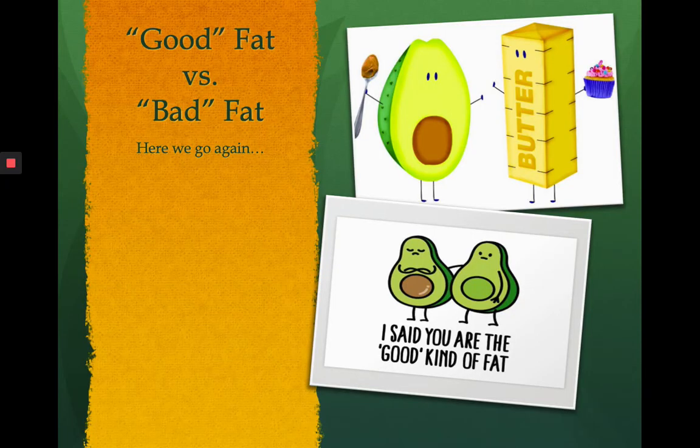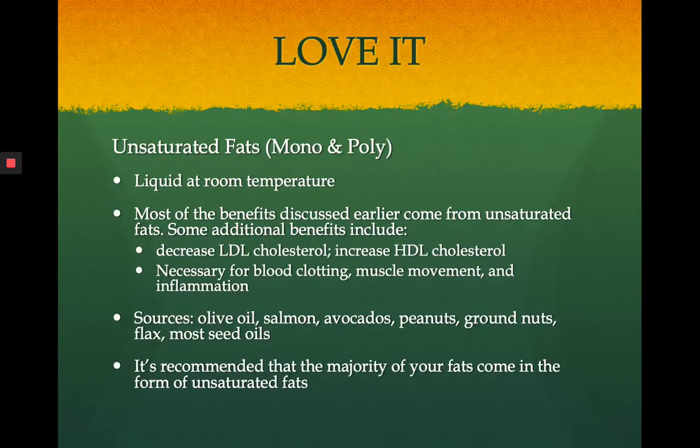Oh, there are those words again. Good and bad. We talked about that with our lesson on carbohydrates. So good fat versus bad fat. Let's see what this has to do. So let's take a look at the different types of fats that we'd mentioned.